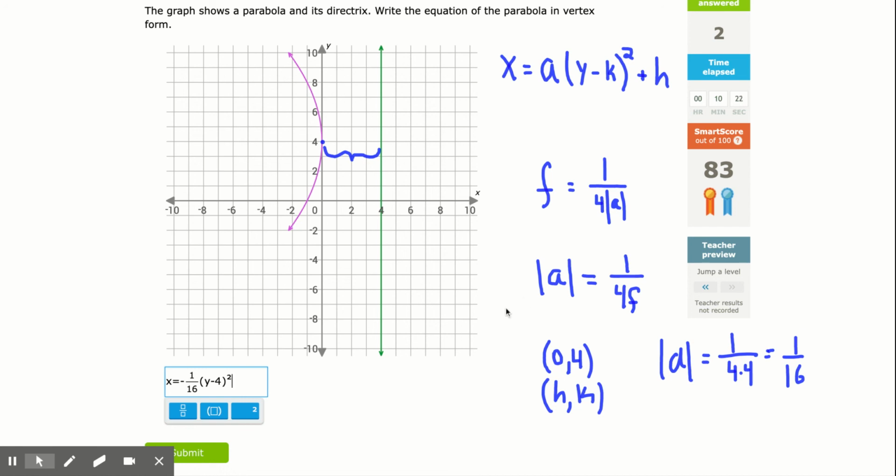Then I'm going to add my h value, because the h is the horizontal position, but my h value is 0, so plus 0. But you really don't need to put plus 0, so I just have x equals negative 1/16 times y minus 4 in parentheses squared.